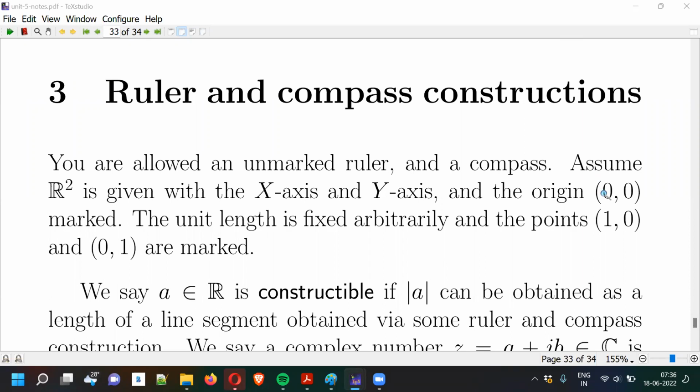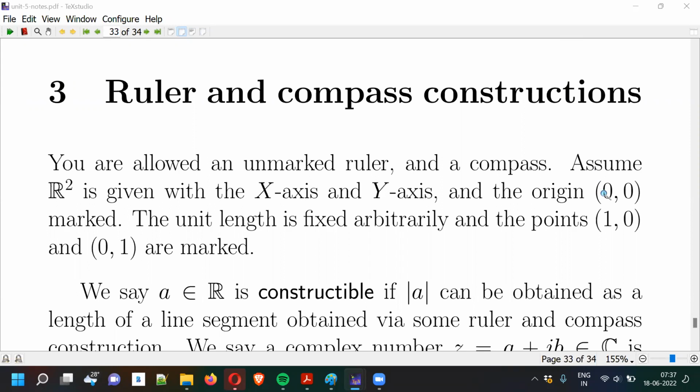Okay, so this is the last part of this unit on field theory. That's a very small part, so let us quickly do this. And it's a very simple part also, so I hope you can pick it up very easily. So this is about ruler and compass constructions.